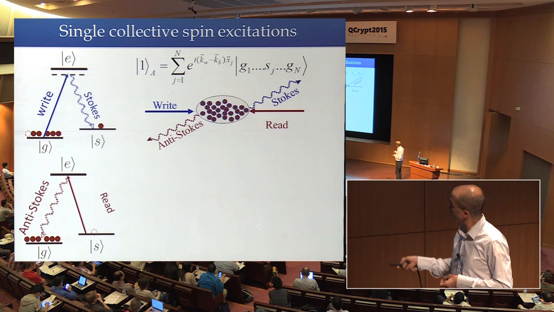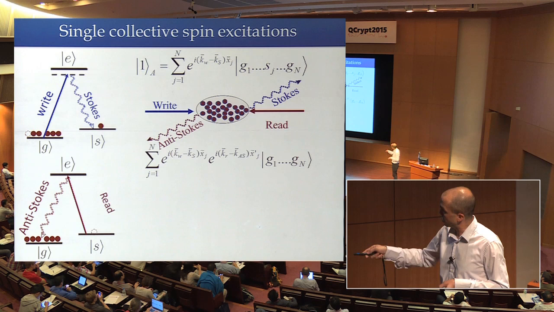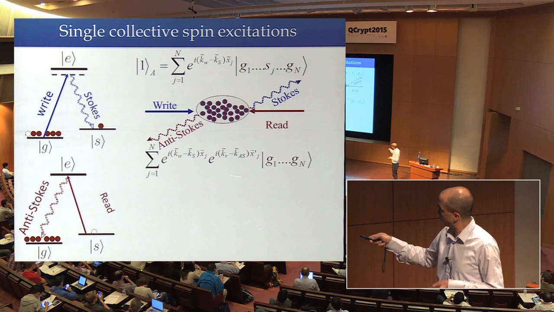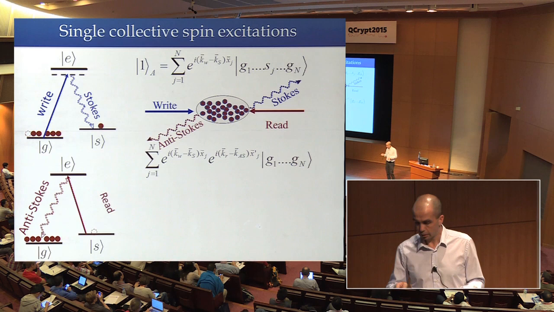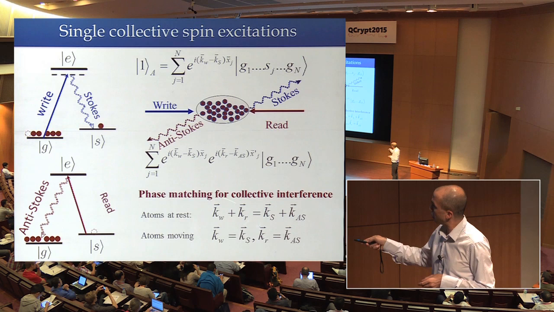So if you now write down the state of the atoms after the re-emission, you will see that if the atom comes back to G, emitting an anti-Stokes photon, then you have this other phase term that adds up. And basically what you have is a kind of phase matching process that will favor the emission into this particular mode. It's easy to see if you imagine that the atoms are at rest, the atoms don't move.